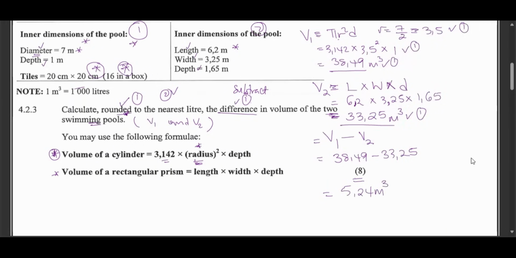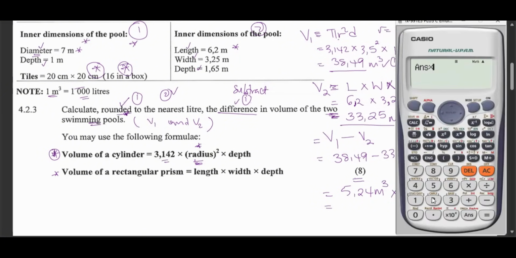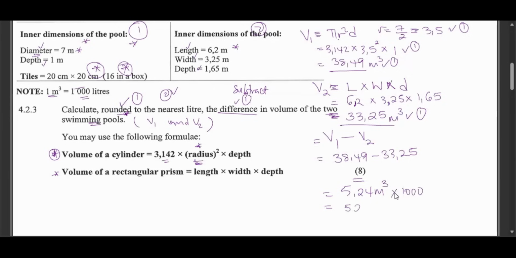Remember the question wanted us to round off to the nearest liter. These are meters cubed. And they have already told you here that if you have 1 meter cubed, you have 1,000 liters. So what do we do? We change this to liters. The answer becomes multiply by 1,000. We say 5.24 times 1,000 will equal 5,240. Unfortunately, there are no points yet. It's coming, but these are liters.